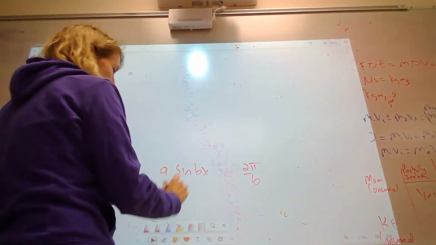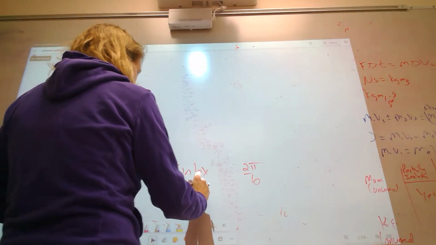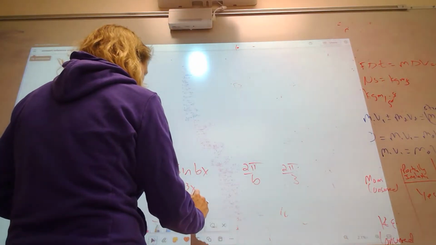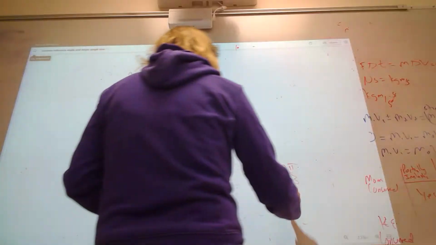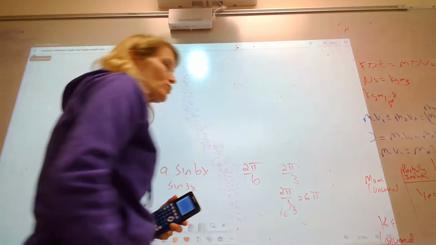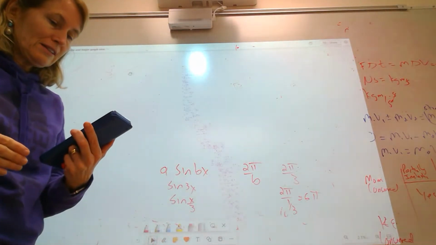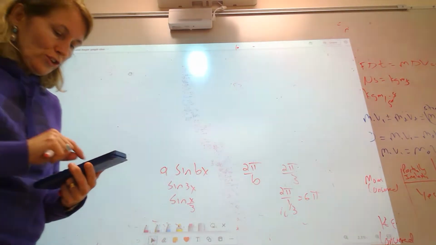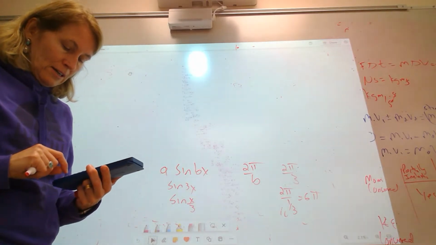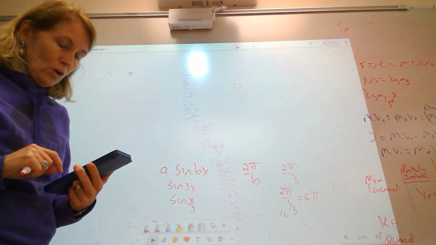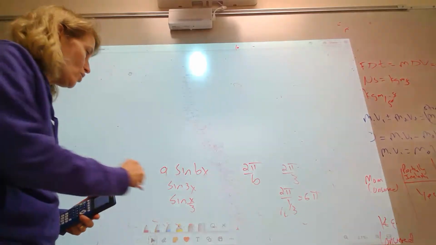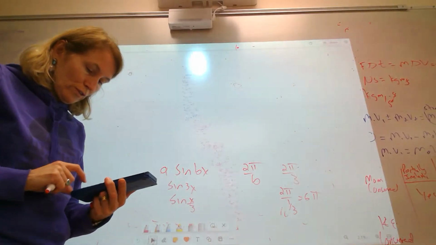This number is the amplitude. So when we went sine 3x, our period was 2 pi over 3. And when we went sine x over 3, our period was 2 pi divided by 1/3, which was 6 pi. So the period is the time for one complete cycle. So if you change, you have to change your window all the way to negative 3 pi to see the whole cycle for sine x over 3.